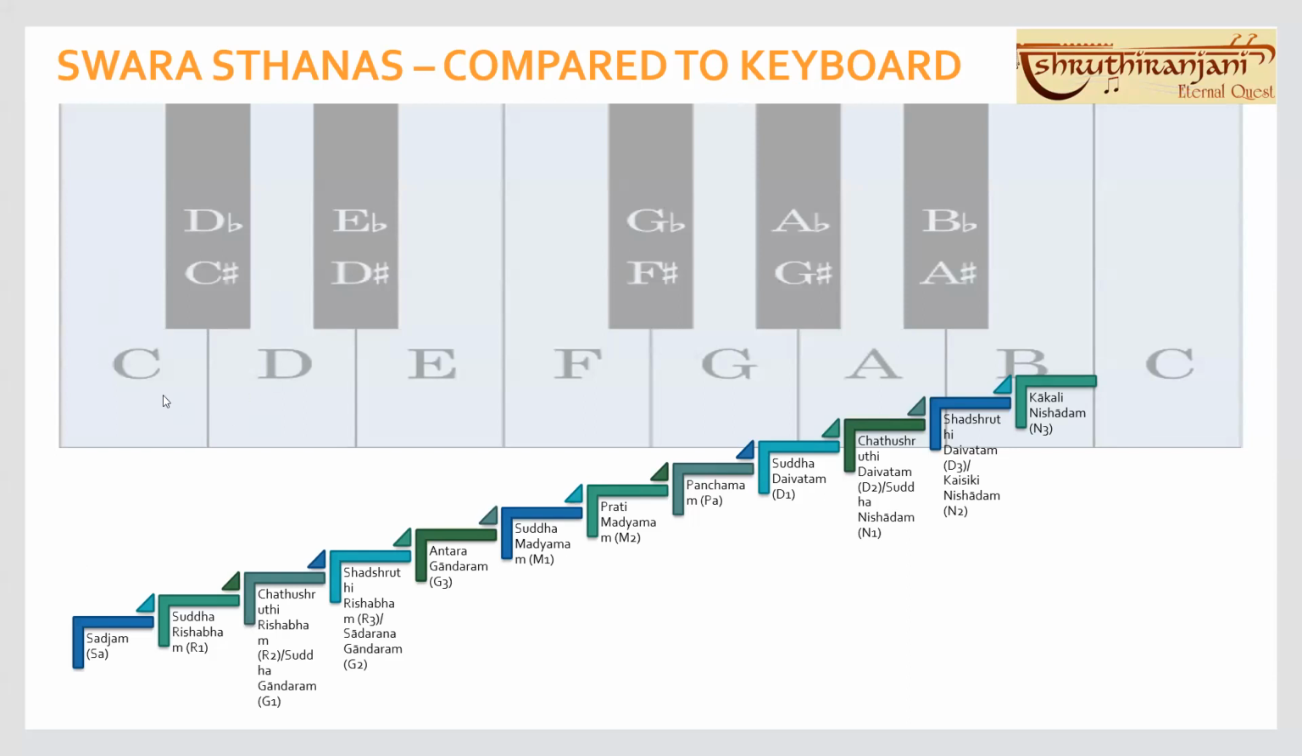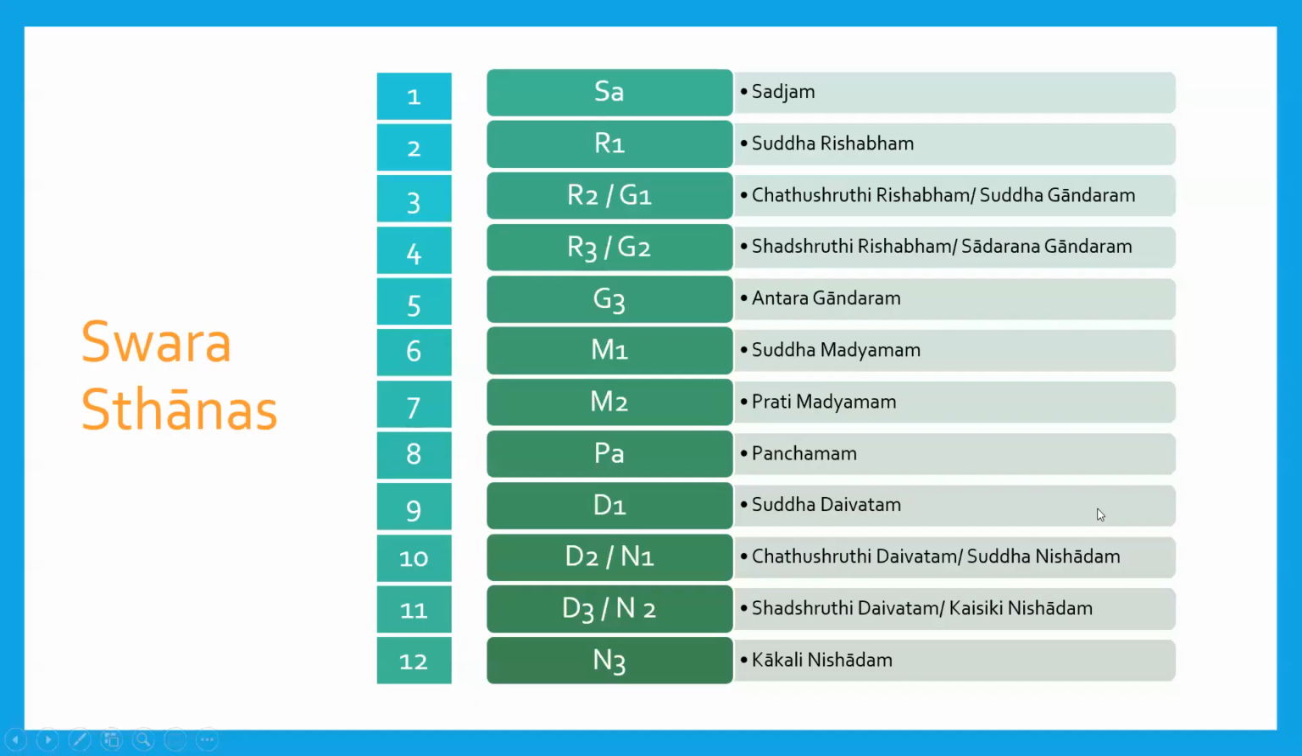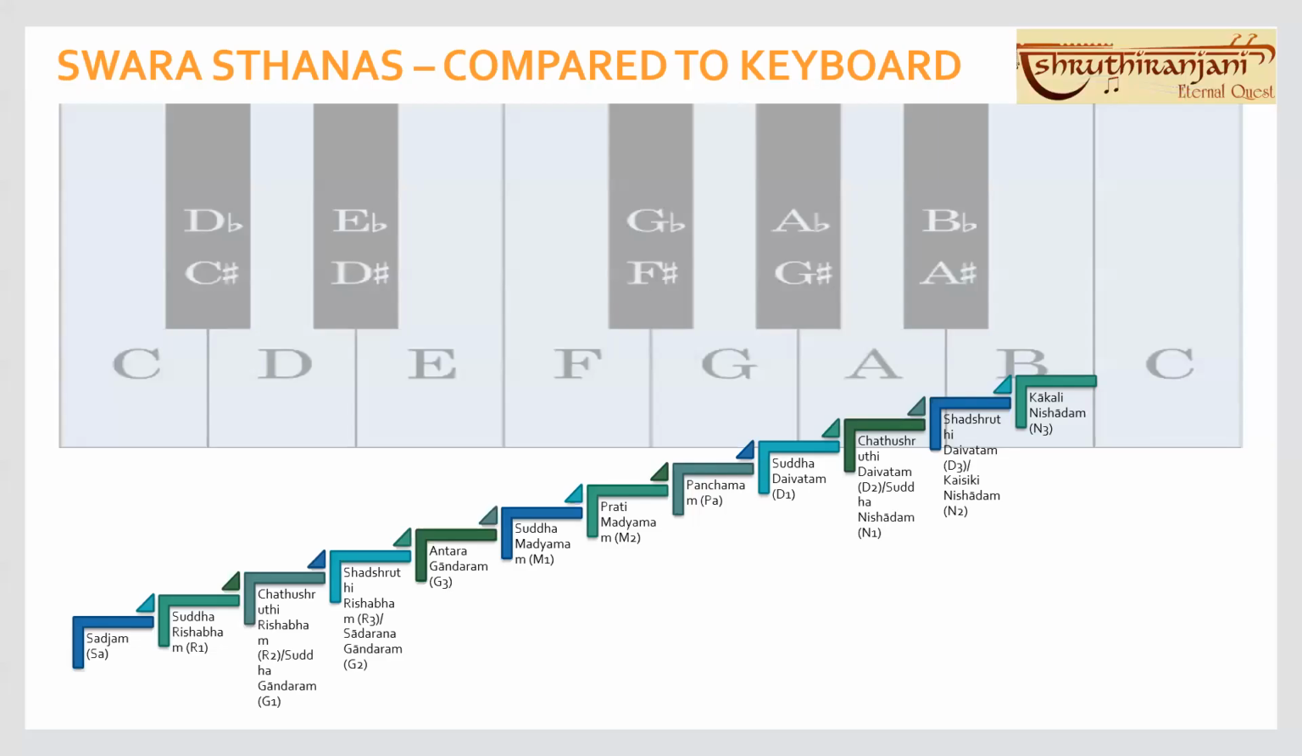Okay. So you might have seen the keyboards, right? Typical keyboards. There are 1, 2, 3, 4, 5, 6, 7 white keys and 1, 2, 3, 4, 5 black keys. 7 plus 5 is how much? 12. And what did we see here in the previous slide? 12 Swara. Right. So that's exactly what is there in your keyboard. There are 12 Swarasthanas, right?